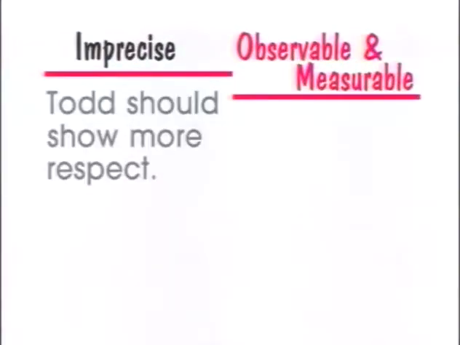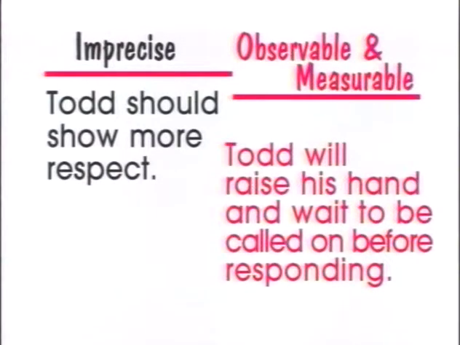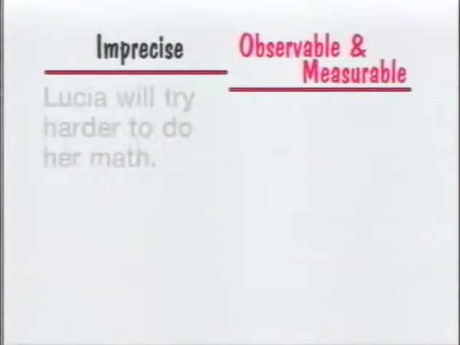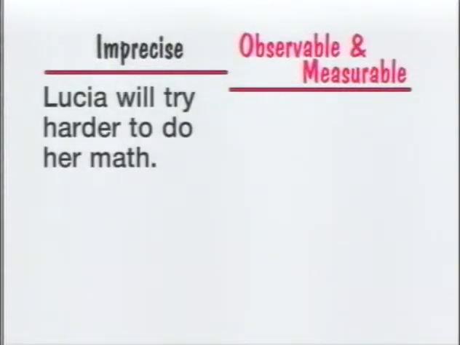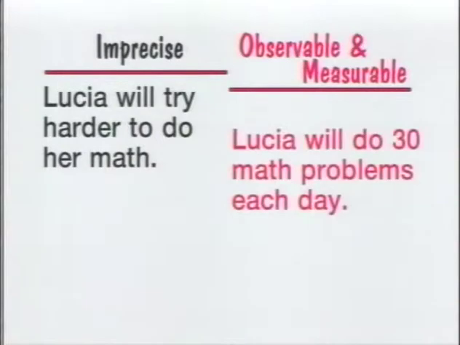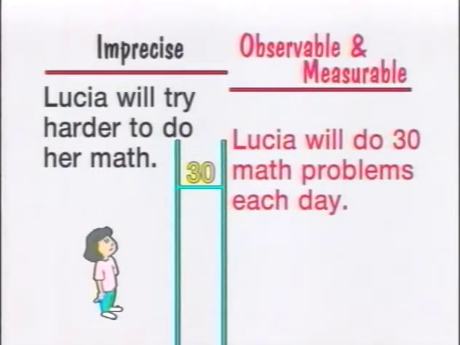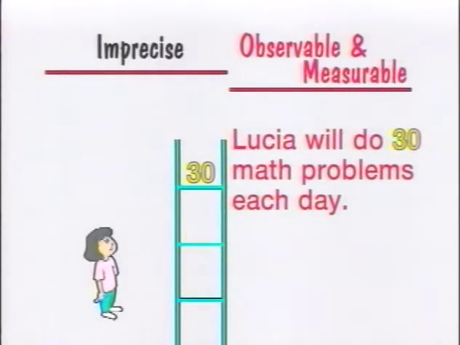For example, "Todd should show more respect" is too vague. Instead, "Todd will raise his hand and wait to be called on before responding" is a behavior that you can see and measure. Likewise, "Lucia will try harder to do her math" is better stated, "Lucia will do 30 math problems each day." But when selecting the behavior, it may be necessary to break it into smaller steps to increase student success rate. So instead of contracting for 30 problems, perhaps begin with 10 problems the first week, then 20 the second week, and finally 30 the third week.